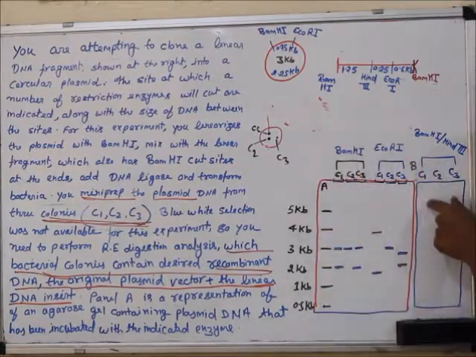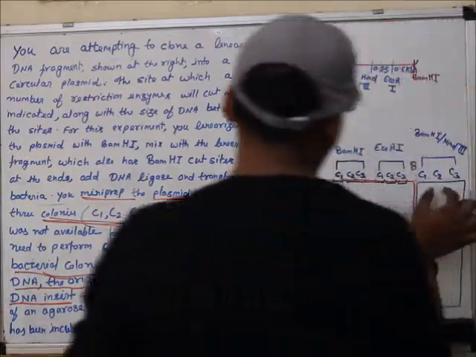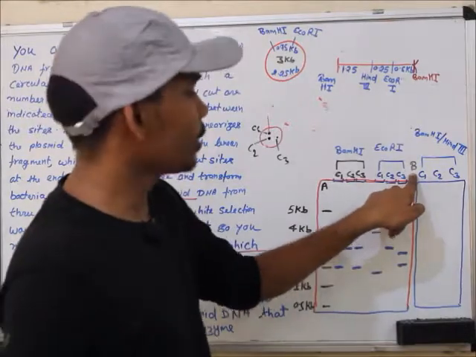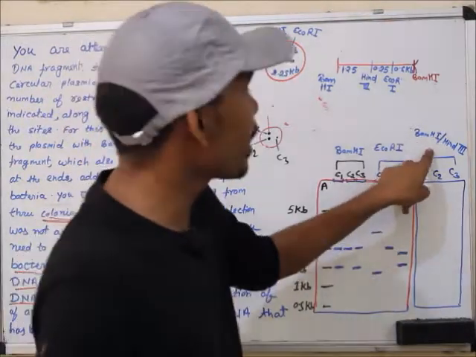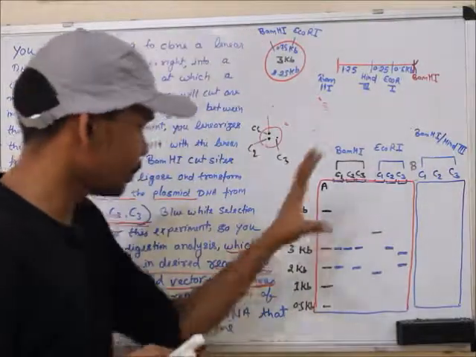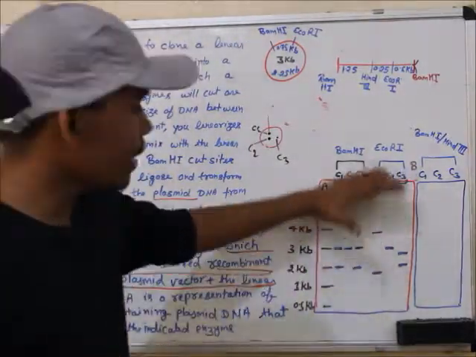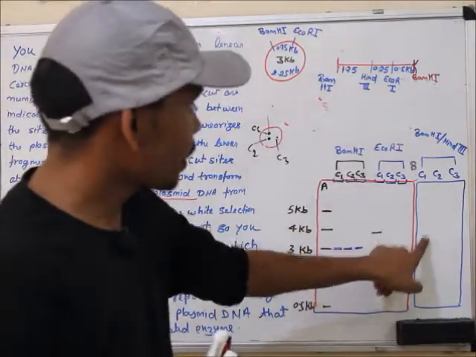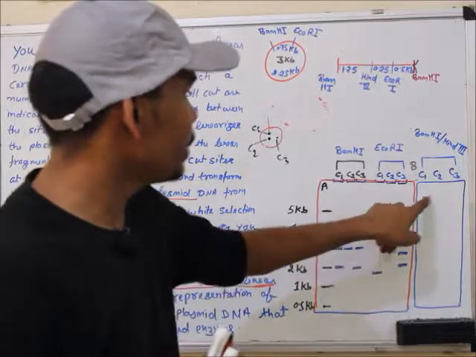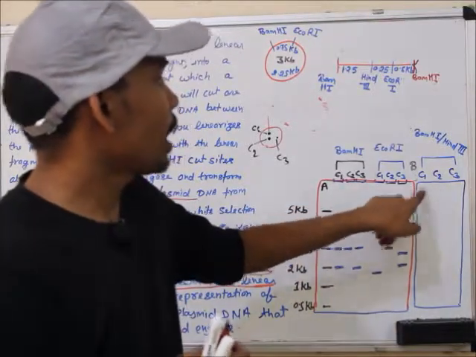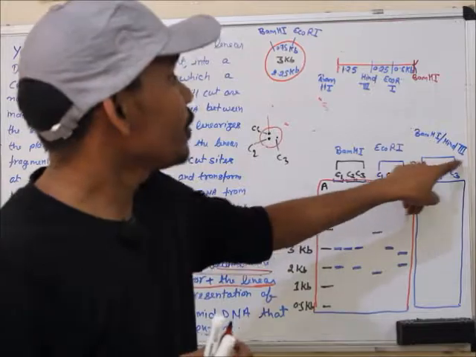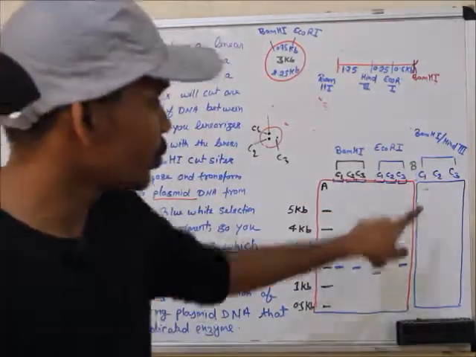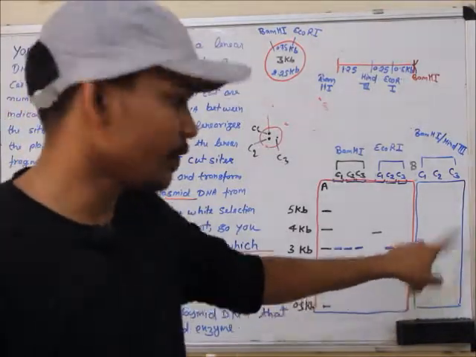So by analyzing this experiment on the gel, you need to fill up the gel bands on the B lane, which was digested with BamHI first and then EcoRI. With the help of this gel, after analysis, you need to fill up the DNA fragment sizes in kb in C1, C2, C3 in the B gel, if digestion was performed with BamHI first and EcoRI. This is the question. So you need to fill this up.